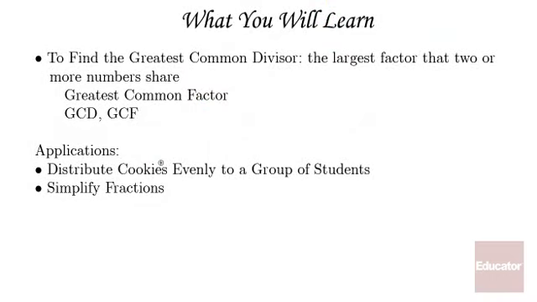We're going to be learning about finding the greatest common divisor, and that means we're going to find the largest factor of two or more numbers. The greatest common divisor is also oftentimes called the greatest common factor, and for short sometimes it's called the GCD or the GCF. There are a lot of applications for this. You could use the greatest common divisor in order to figure out how to distribute cookies evenly to a group of students, or you're going to see it used a lot in order to simplify fractions.